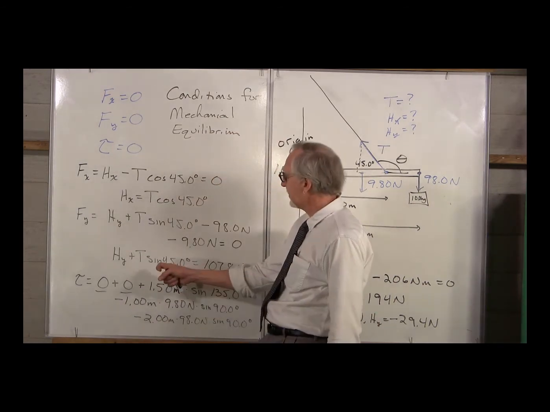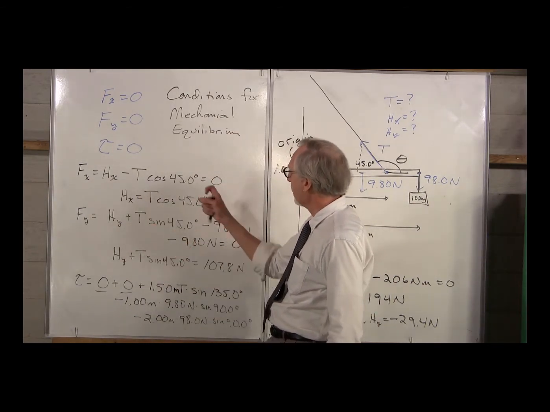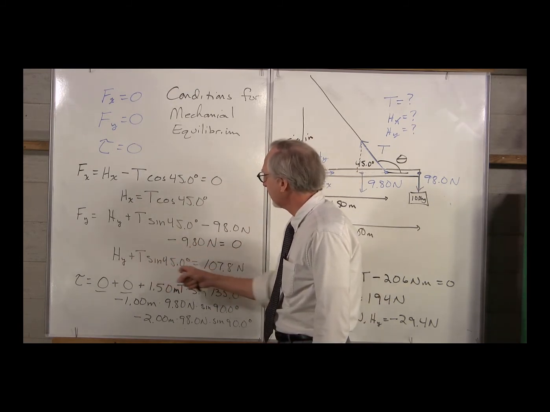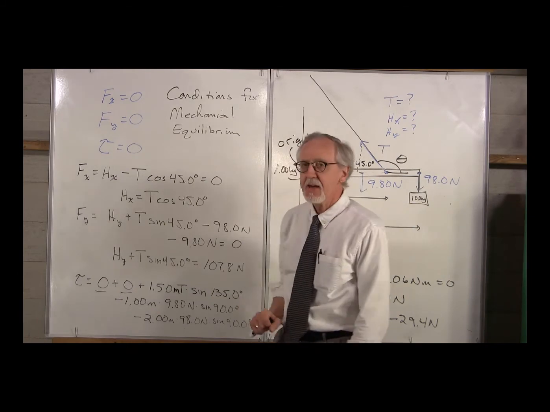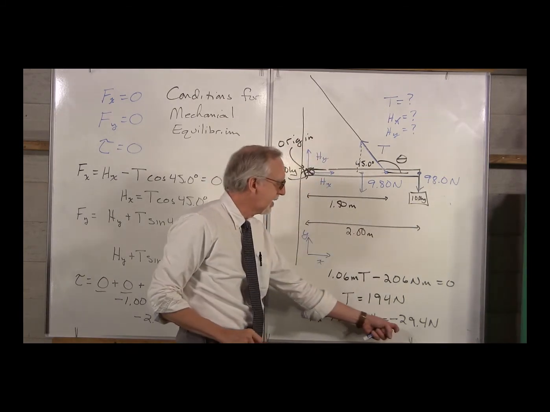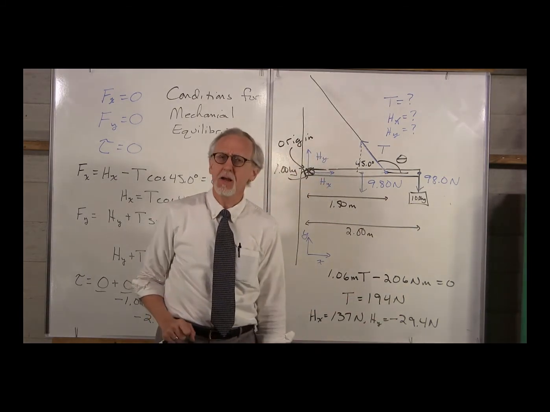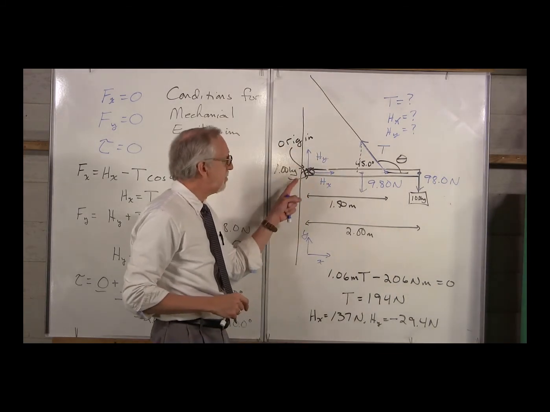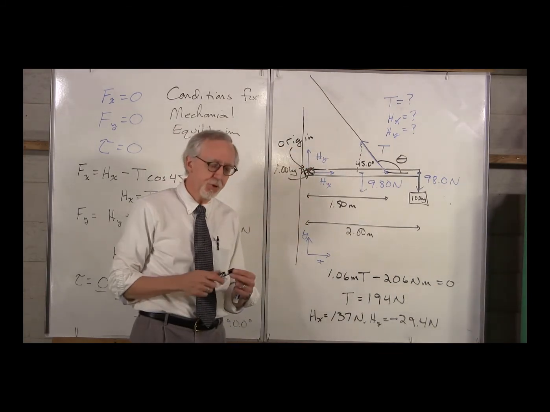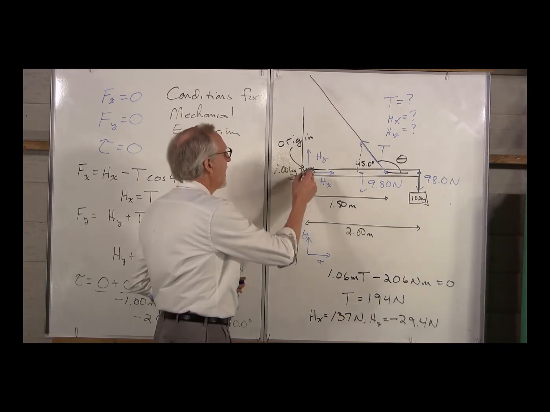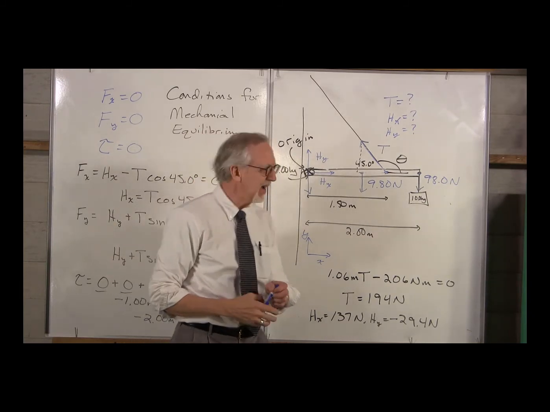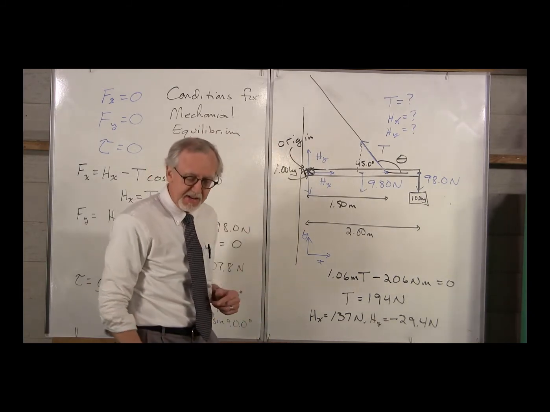Take T and stick it in our y equation, put it in here, and we can solve for H sub y, and it turns out that H sub y is negative 29.4 newtons. What does that negative sign mean? Well, that means that H sub y is actually pushing on the stick in a downward direction. Does that make sense? Why is it down? Well, yeah, it does kind of make sense.